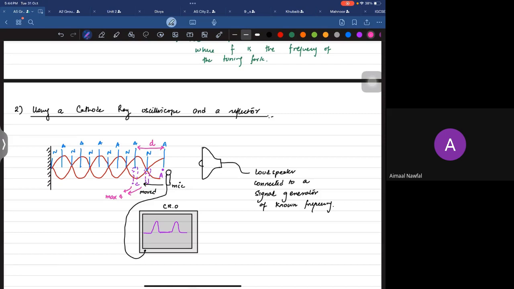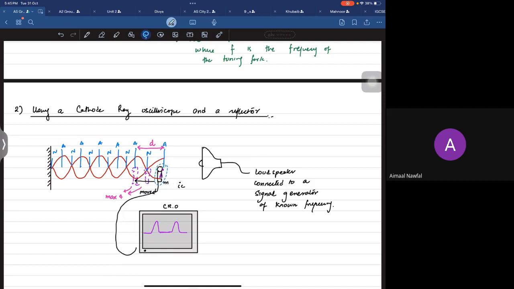So why is it max in n? Sorry? You've pointed the arrow to the node and it's maximum. No. I don't see the wave, right? What I notice is that if I put the mic here, it's going to show me the maximum amplitude on the CRO. Do you get it? Because the antinode has the maximum energy. Do you get it?